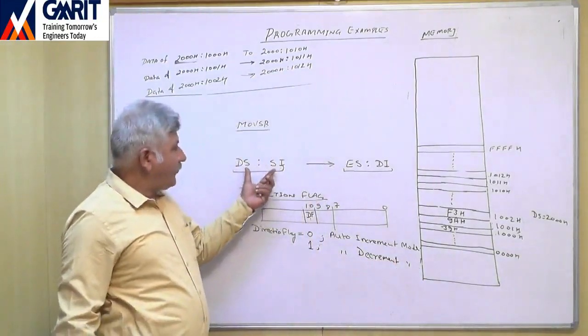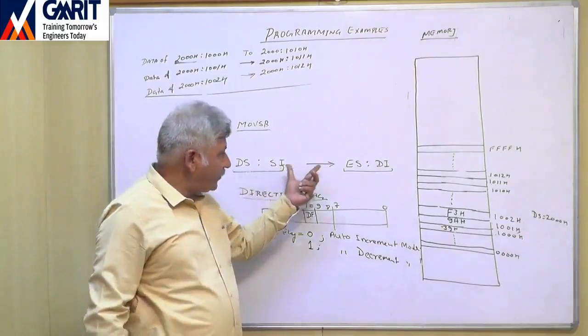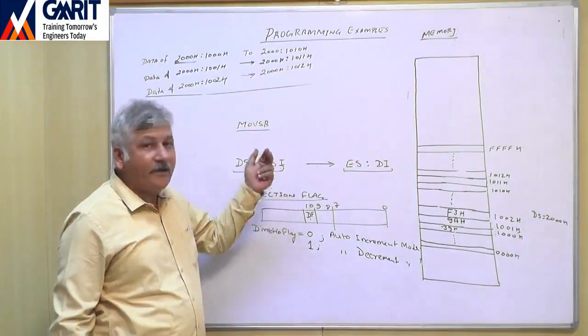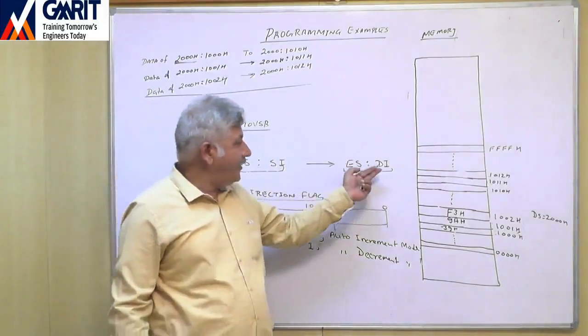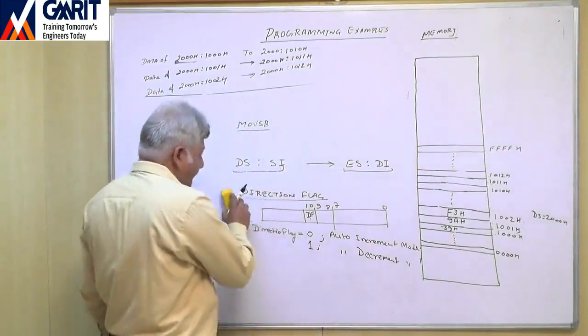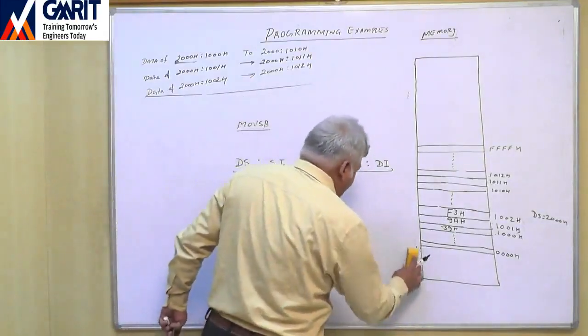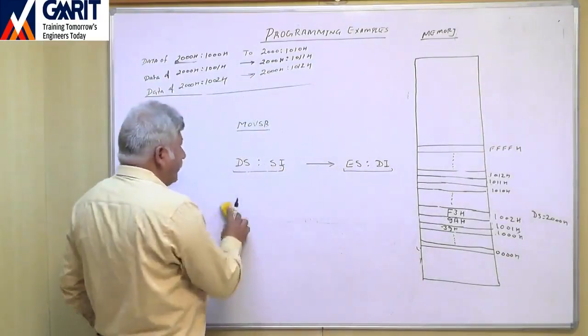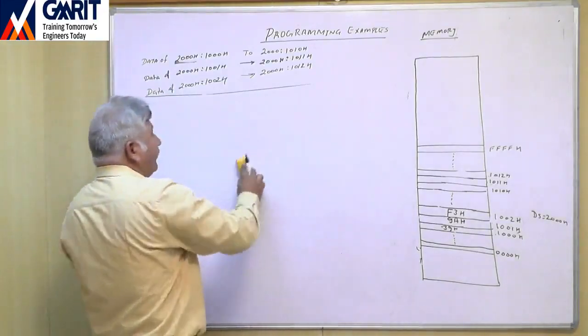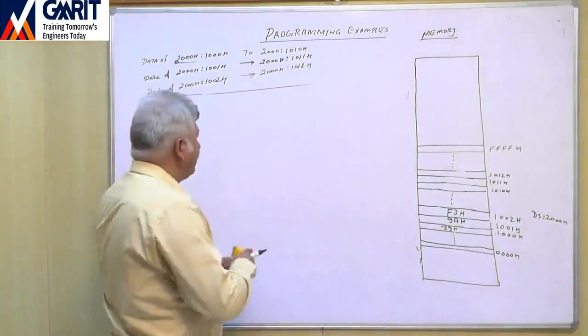So after transferring one byte from this memory location to this memory location, the SI value will be decreased by 1 and DI value will be decreased by 1. So this is the concept here. With this concept, we will now use the move string byte instruction to perform this operation, right?